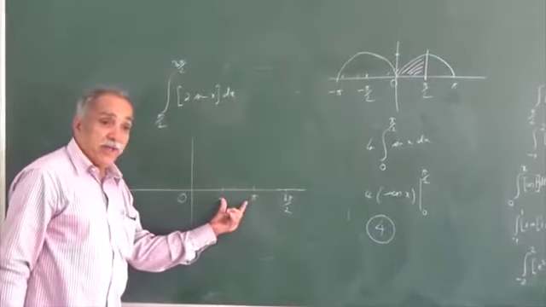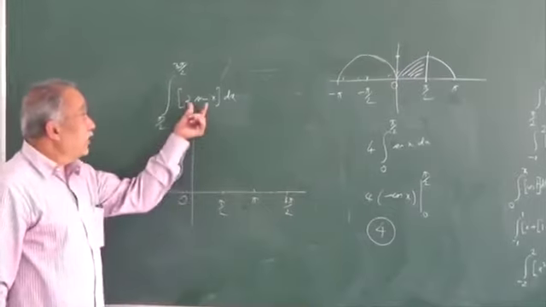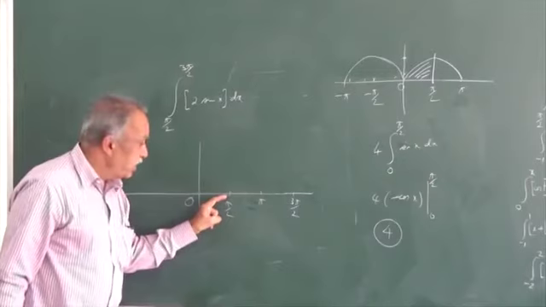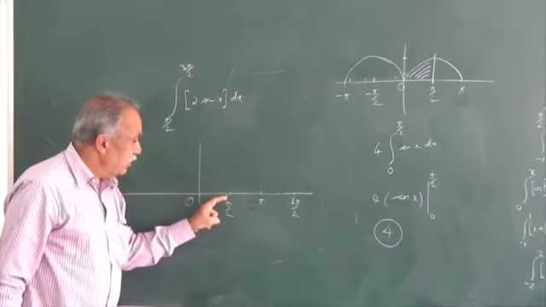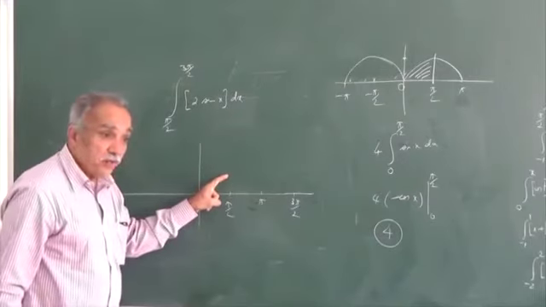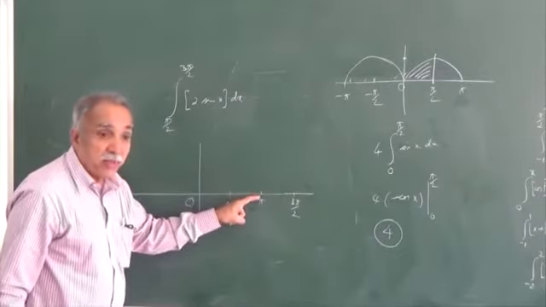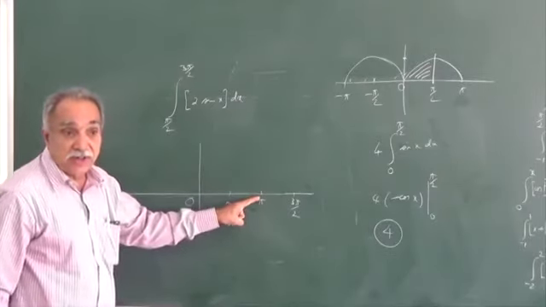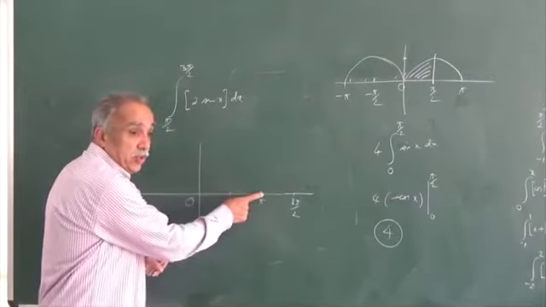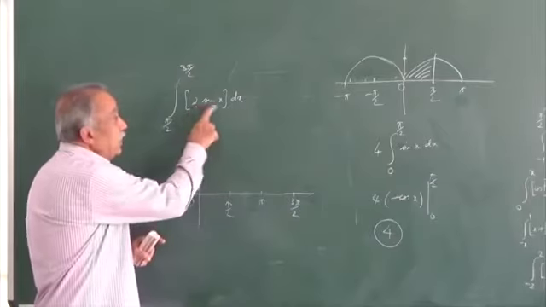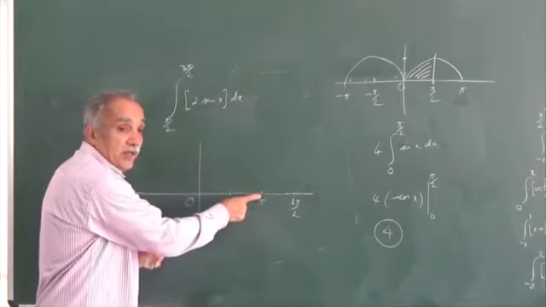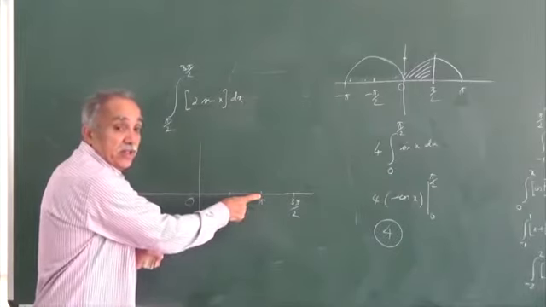In the interval pi by 2 to pi, the function sin x starts at the point, what will be sin pi by 2? 1. It starts at height 1 and goes on decreasing to reach the point 0 here. That is for sin x. Sin x is a decreasing function having starting value 1, ending value 0 in the interval pi by 2 to pi. When you double the function, 2 sin x, the starting value will be increased to 2 and the ending value will remain the same as before, as 0.